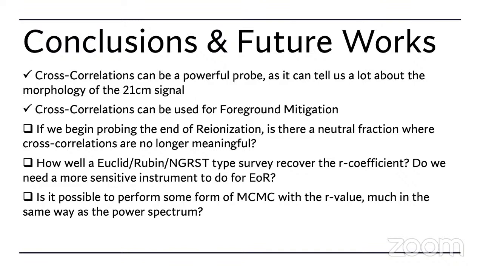And lastly, are we able to use the R coefficient, almost like in 21CMMC, but with the likelihood being the R coefficient, to see if we can constrain astrophysical parameters? Thank you.